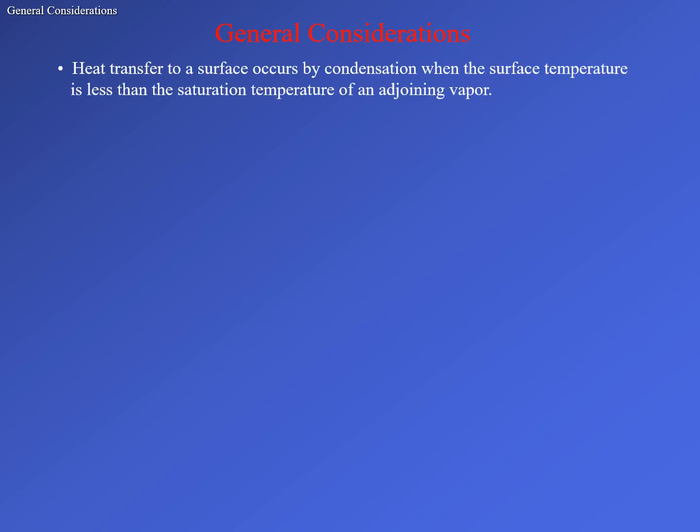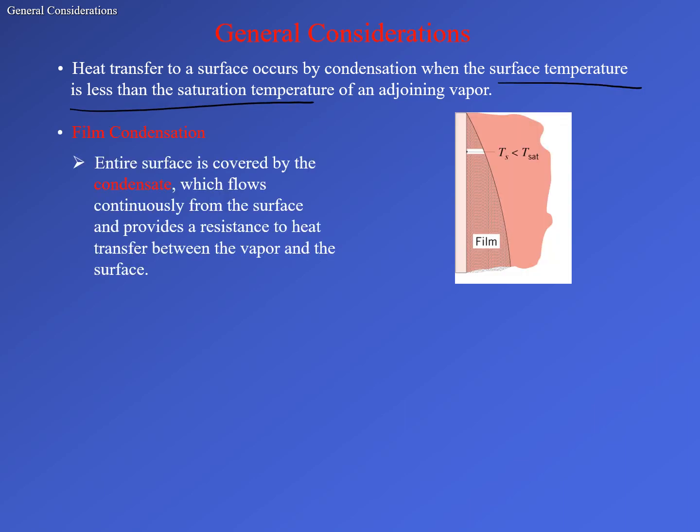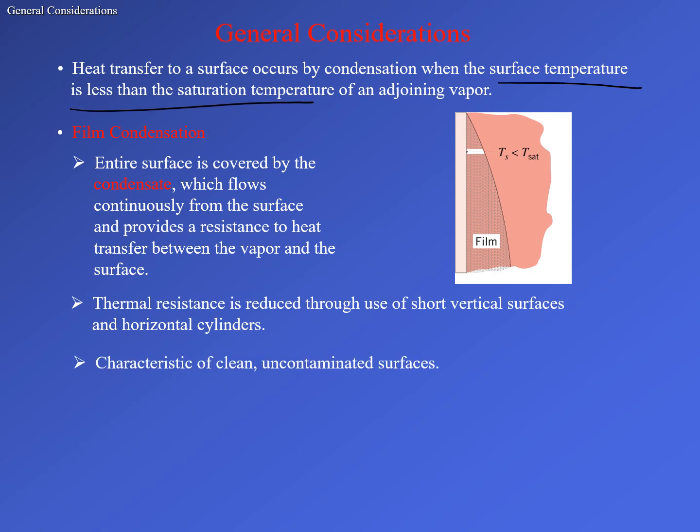So a couple of general discussions. Heat transfer to a surface in condensation occurs when the surface temperature is less than the saturation temperature of the vapor. And we have two types of condensation. One is film condensation, where a liquid film is deposited on the surface, and then you have the vapor around it.